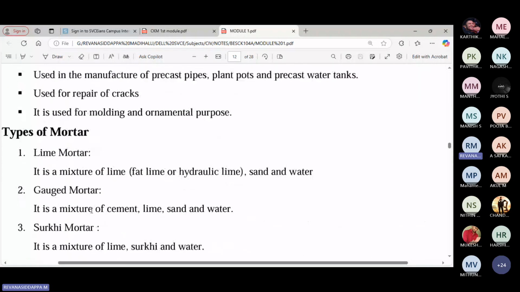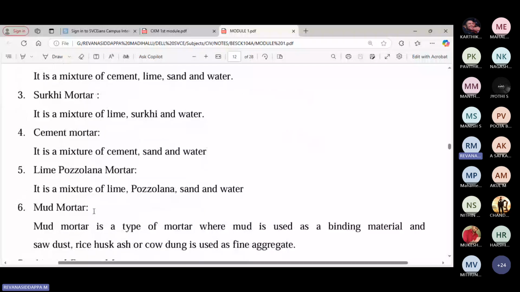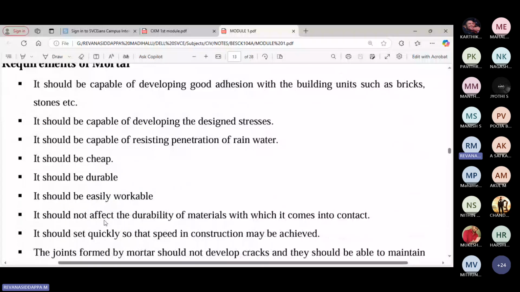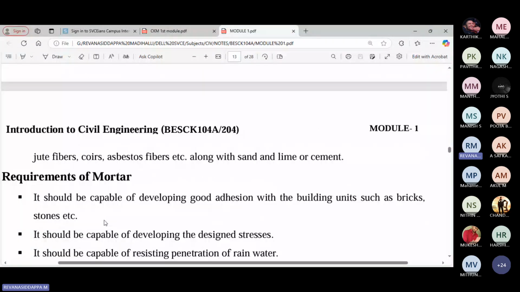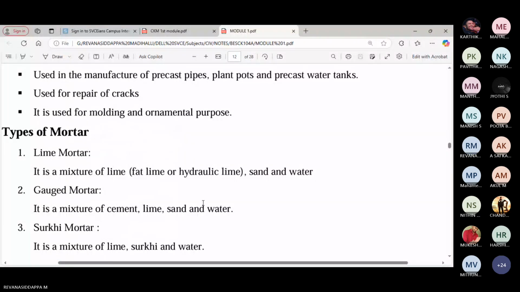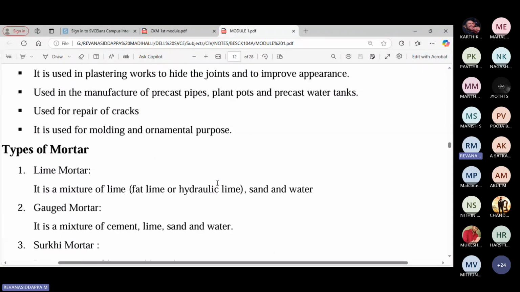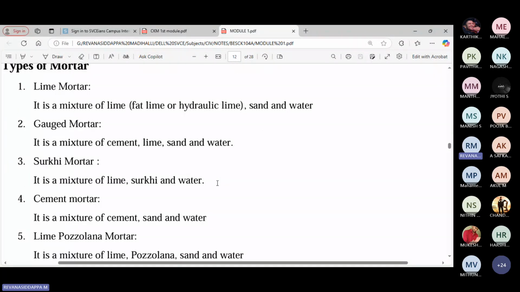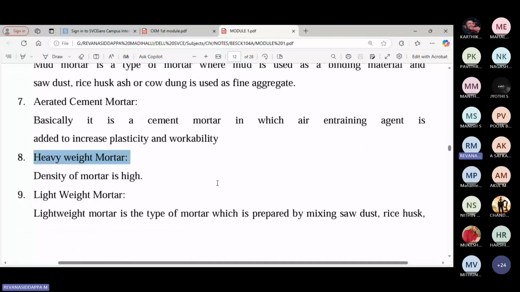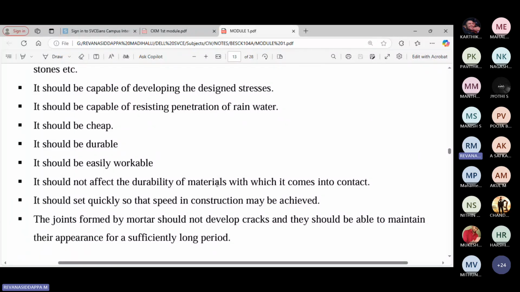If anyone has any doubts on this topic, you can ask. Otherwise, I will move on to the next topic. I hope you got some idea about the mortar. If a question is asked on the mortar, first you should write the definition of the mortar, then its applications or uses, then the types of mortar, then the requirements of mortar. All these things you need to write.